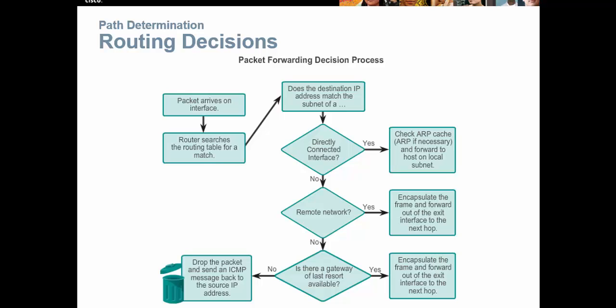If it's directly connected, then it looks at the ARP table. If it's a remote connection, it encapsulates the frame and forwards it out of the exit interface to the next hop. Is there a gateway of last resort available? If there is, it encapsulates the frame and forwards it out of the exit interface to the next hop. If there's not, it drops the packet and sends an ICMP message back to the source to let it know that the packet did not go through.